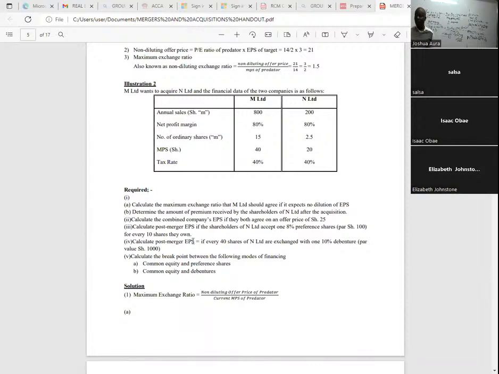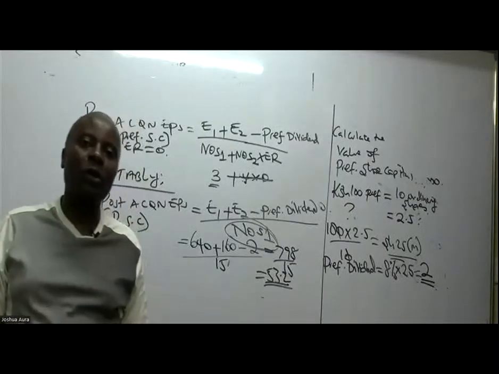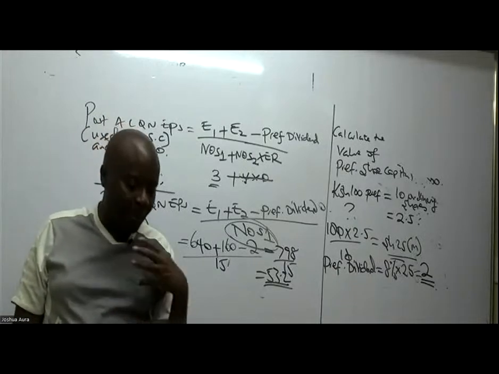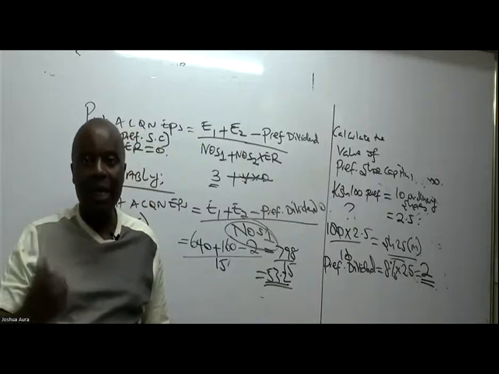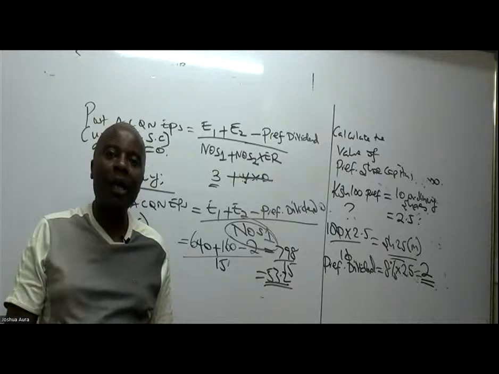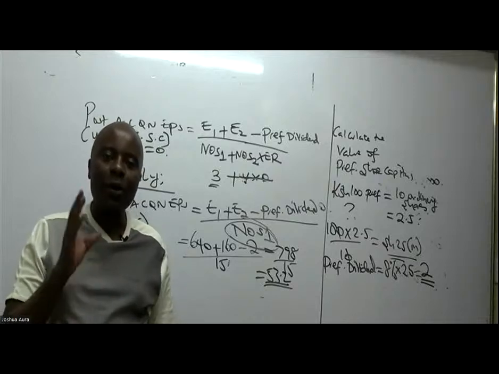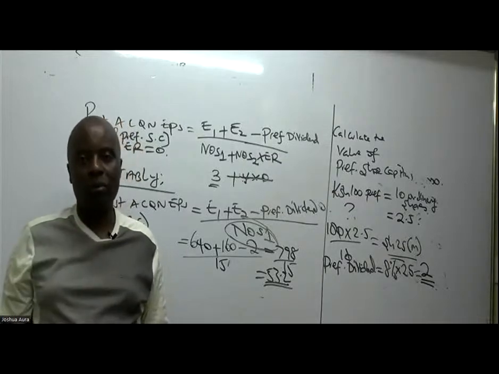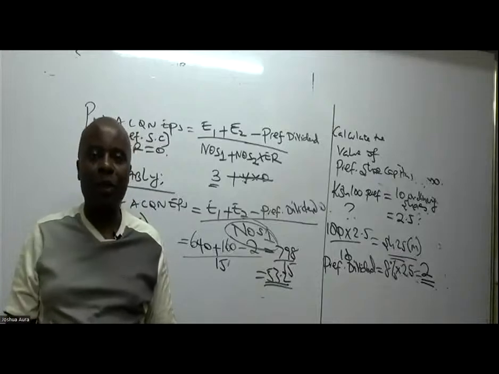If every 40 shares of N Limited are exchanged with one 10% debenture whose par value is 1,000, debenture is debt. So, ladies and gentlemen, once I read this kind of question, I know for sure I will get all the marks here. Why? Because I'll appreciate one thing, that debenture is being involved. And when debenture is being involved, I know for sure that the exchange ratio will be 0. At least that is a low-hanging fruit, which I should be able to harvest.